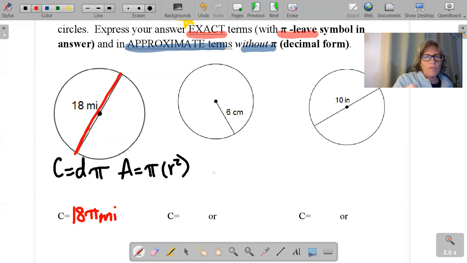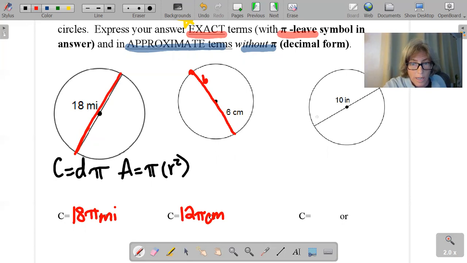Okay, and this one here, let's do them all. Our radius is 6, our diameter is 12. So our circumference here is going to be 12 pi centimeters. Here, circumference equals d pi. Our diameter here is 10. So our circumference is 10 pi inches.